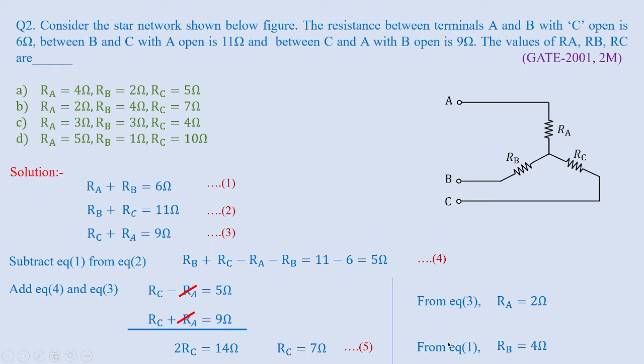Still, from equation 1 you have Ra plus Rb equal to 6. Just now we got the value of Ra as 2, and Rb equals 6 minus 2, which is 4. So this is how the solution is framed, and that is how these types of questions would be asked for 2 marks. So B is the option.